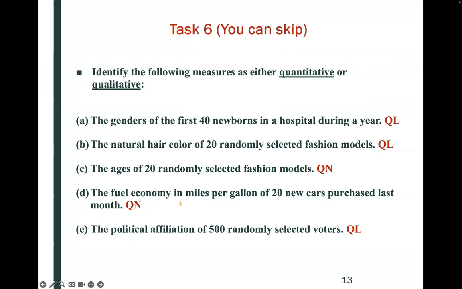The fuel economy in miles per gallon of 20 new cars purchased last month. That's quantitative. For example, fuel economy would be like 22 miles per gallon or something. So that's quantitative. And E, the political affiliation of 500 randomly selected voters, that's qualitative. Political affiliation would be like Republican or Democrat or Independent. So that's qualitative. That's not numerical.